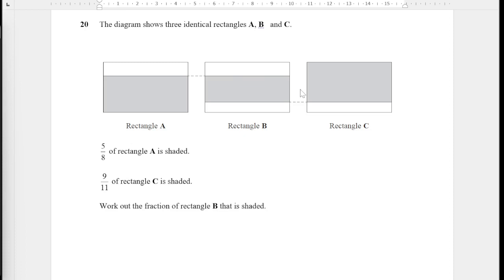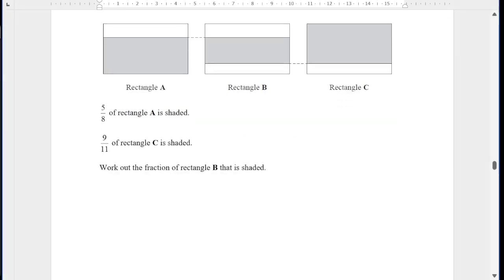Okay, question 20. Students struggle with this in the exam. They struggle visualizing it. The maths in it isn't particularly complicated. The diagram shows three identical rectangles A, B, and C. 5/8 of rectangle A is shaded. 9/11 of rectangle C is shaded. Work out the fraction of rectangle B that is shaded.